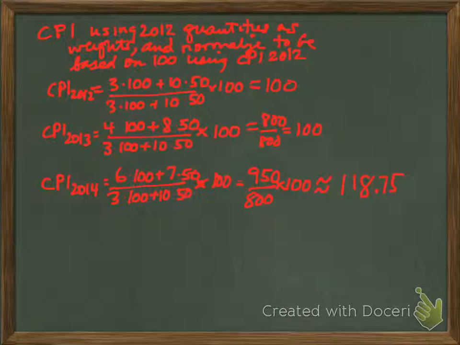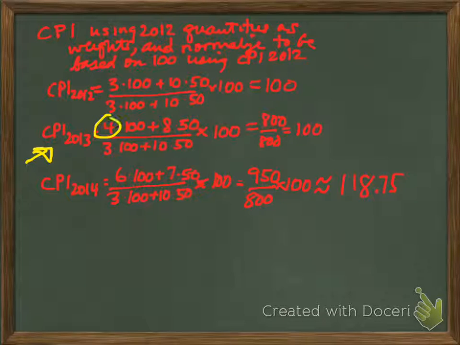Let's take a look at a price index. So we could use 2012 quantities as weights, and then again we always normalize the price index so that it turns into 100. So one way to normalize is to use the weighted level of prices for 2012 as a kind of denominator when we're computing the CPI. So the CPI for 2012 is, of course, just going to be 3 times 100 plus 10 times 50. But the interesting thing is to look at the CPI for 2013.